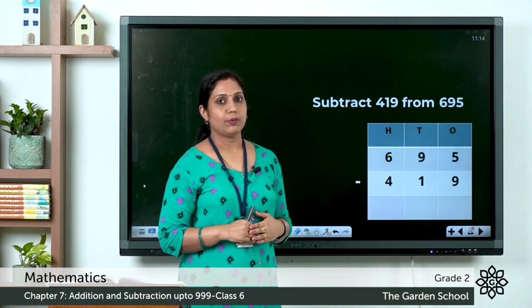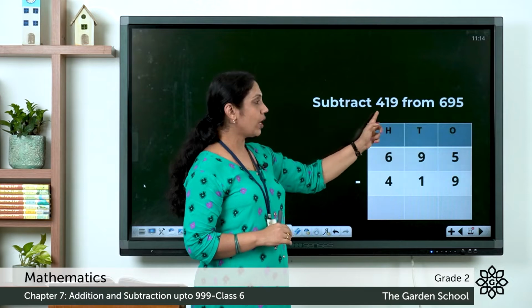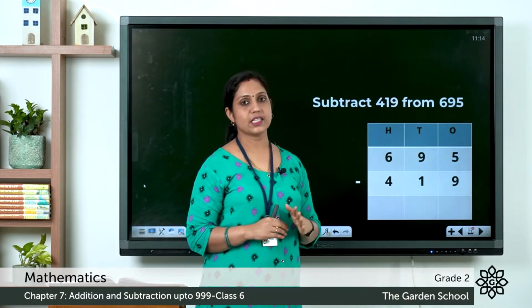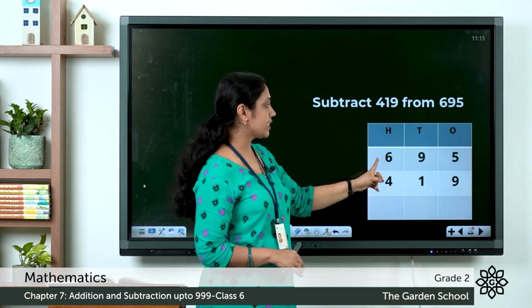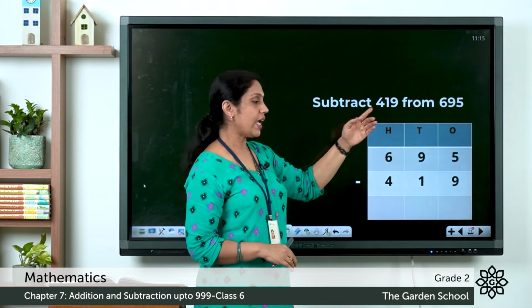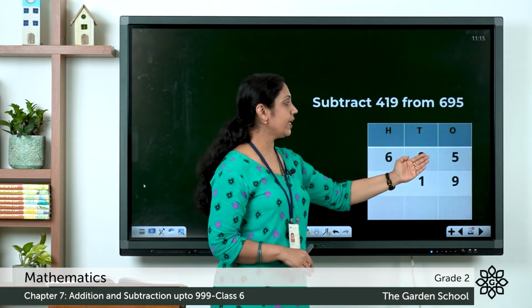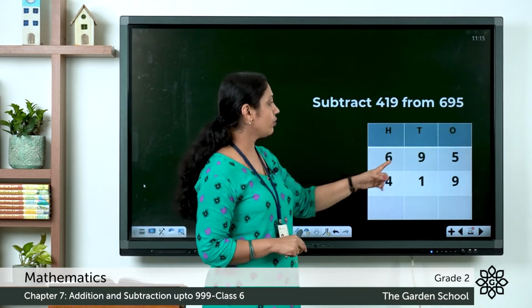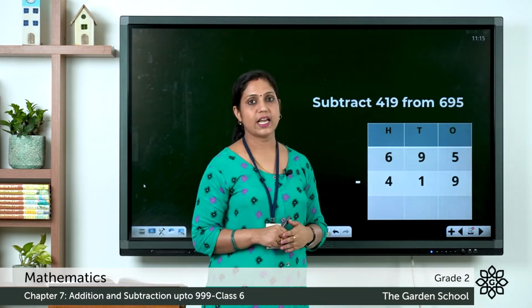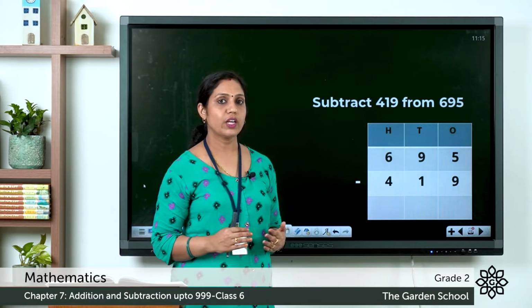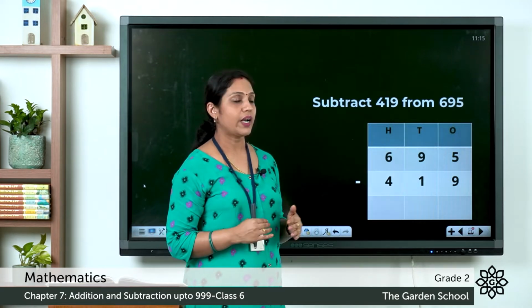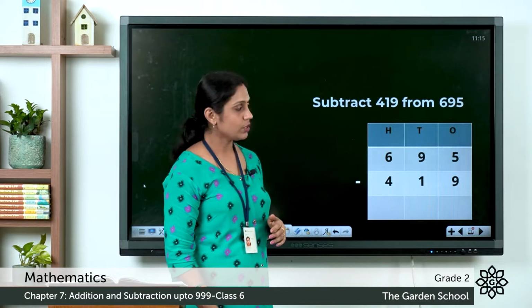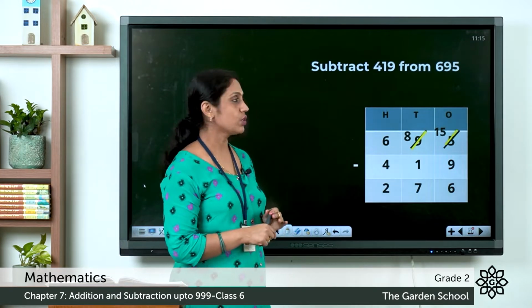Let's have a look at this number. We have subtract 419 from 695. So, we'll write 695 first and below that we'll write 419. Now, we'll move on to the ones place. Here what we have? We have 5 minus 9 in the ones place. So, what we have to do? We cannot subtract 9 from 5. So, we have to borrow. So, let's do that.